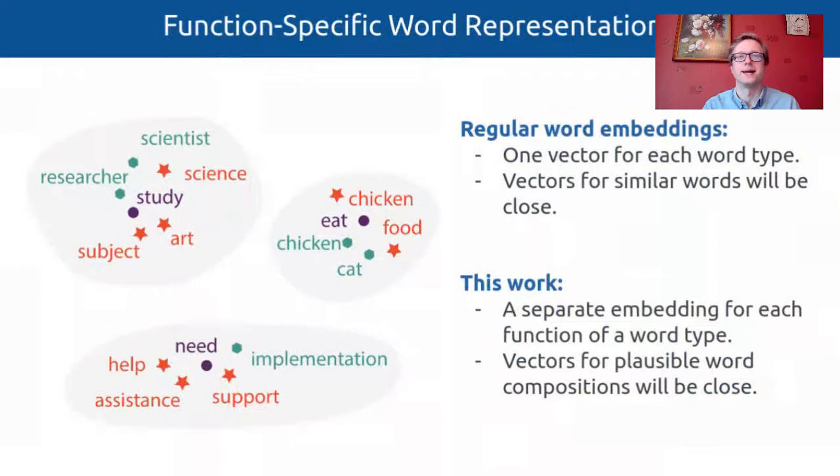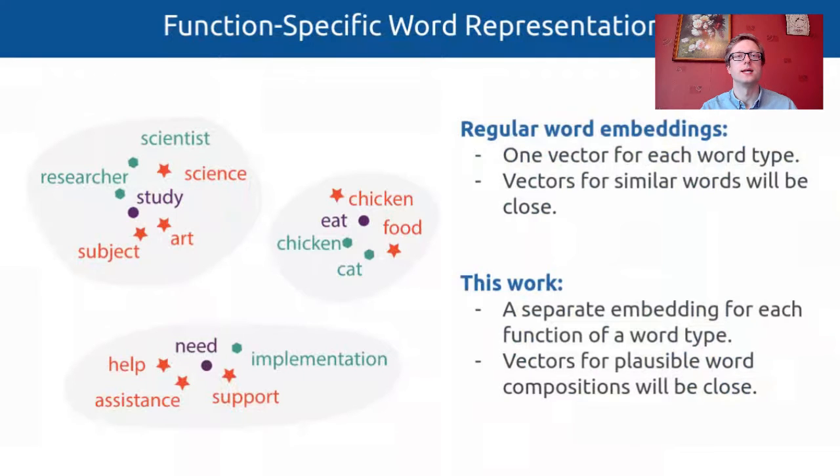In regular word embeddings, we learn one vector for each word type. These are then optimized using the distributional hypothesis in such a way that vectors for similar words will be close together in the vector space. In this work, we extend this idea and learn a separate embedding for each functional word.